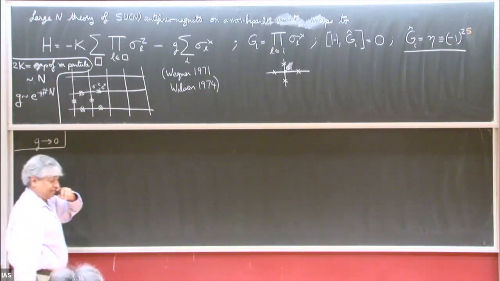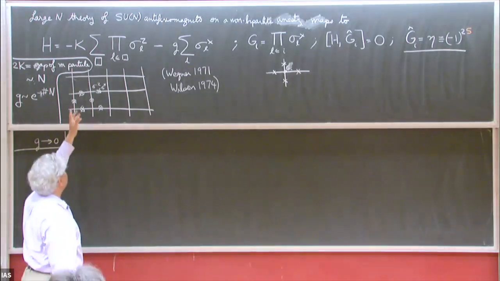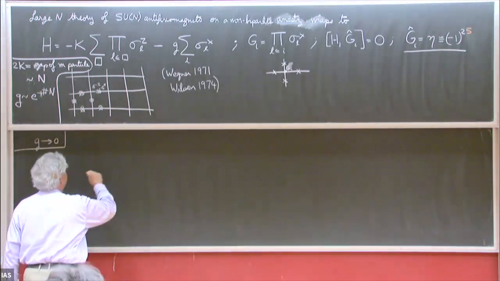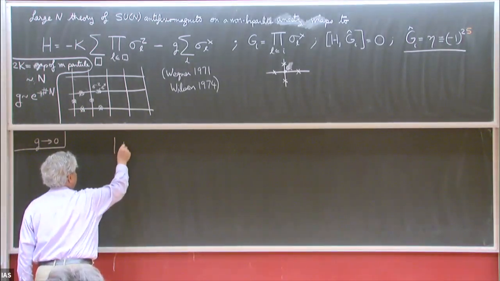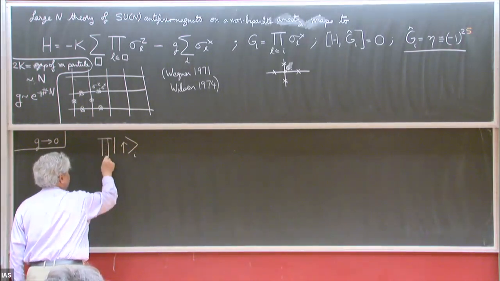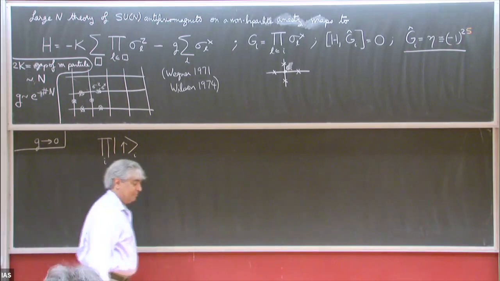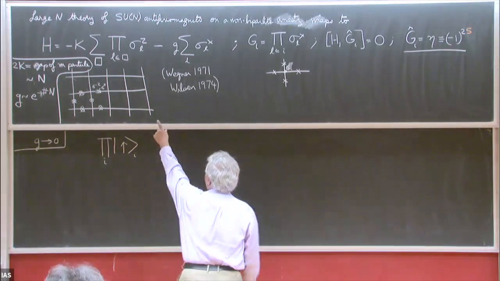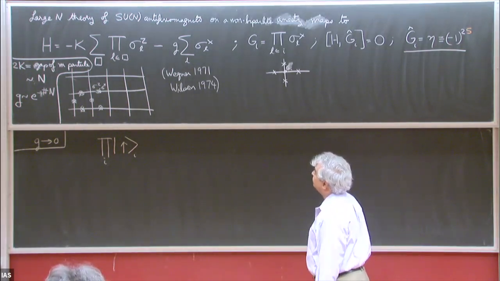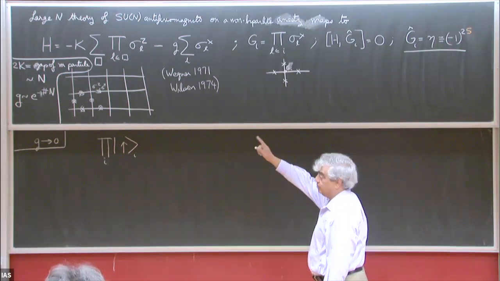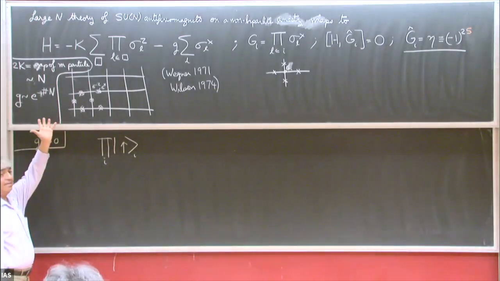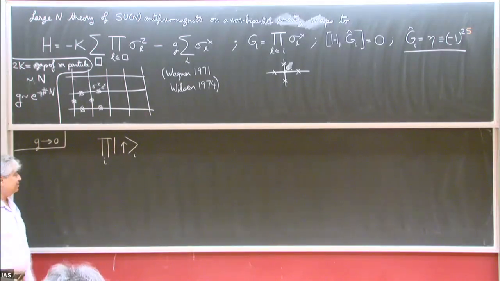Okay, so if g is exactly zero, then it's easy to see what the ground state is. You can just write it down. One ground state is the product over i of all spins up. Then every K term on every plaquette is positive, and I'm assuming K is positive also. So I'll get a minus K for every plaquette, and that's the lowest energy state.